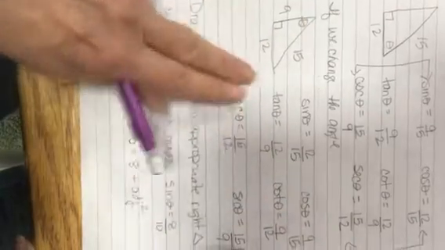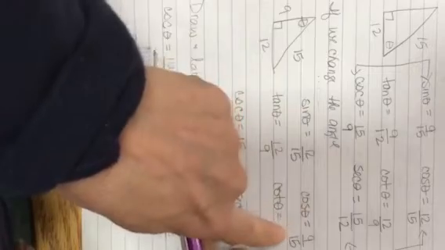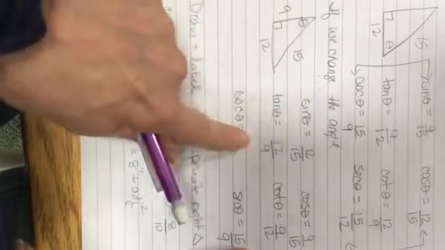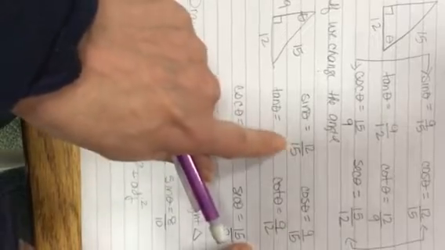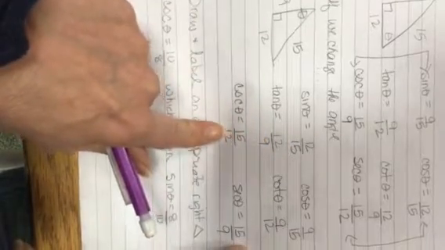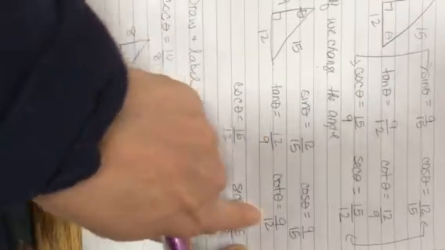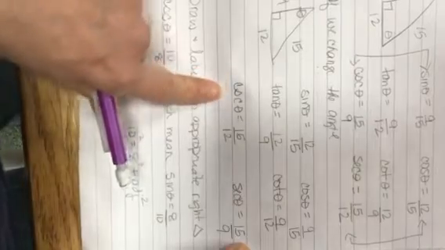Cosine now is going to be adjacent over hypotenuse. Tangent is opposite over adjacent. And then we just reciprocate those to get cosecant, reciprocate to get secant, reciprocate to get cotangent. And those are your six trigonometric functions.